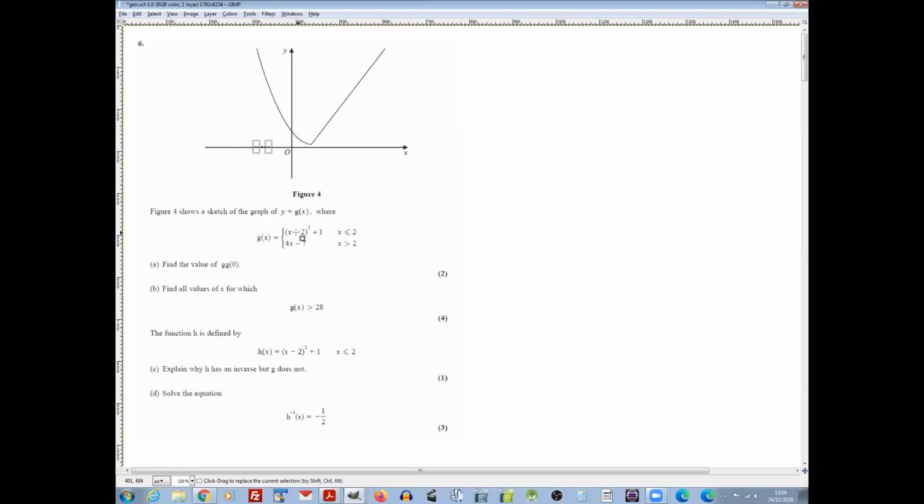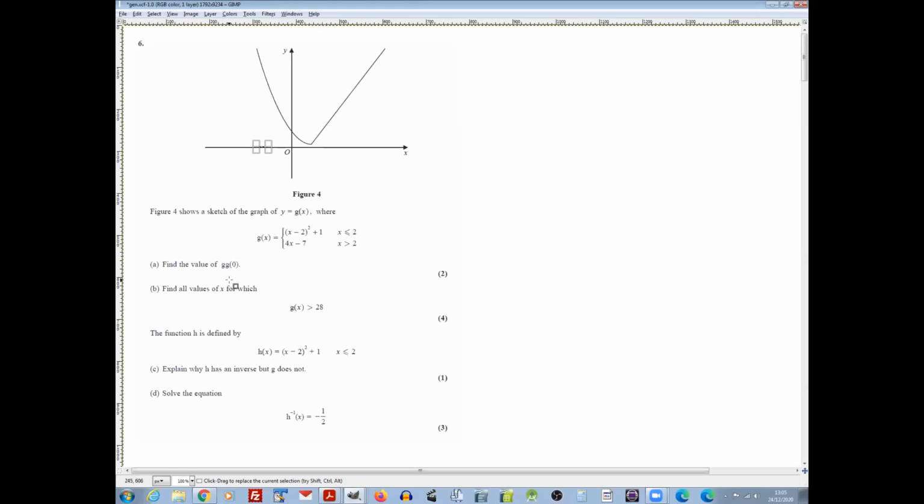we've got this. What form of expression is this? What kind of expression is that? That's in its completed square form. Of a quadratic, exactly, yeah, good. Right, so first question, find the value of gg of 0.